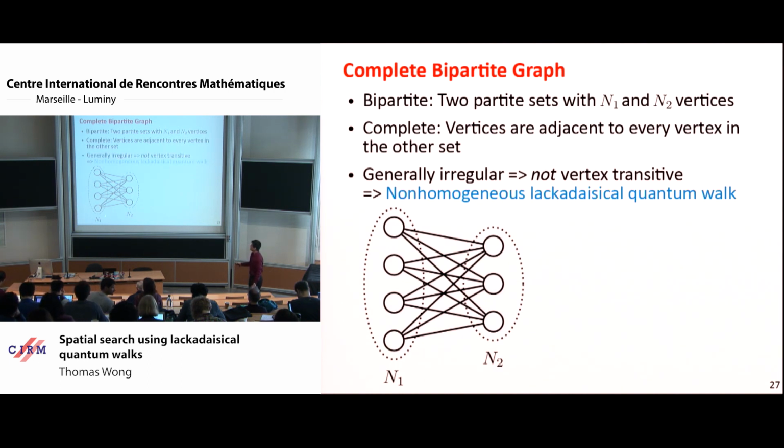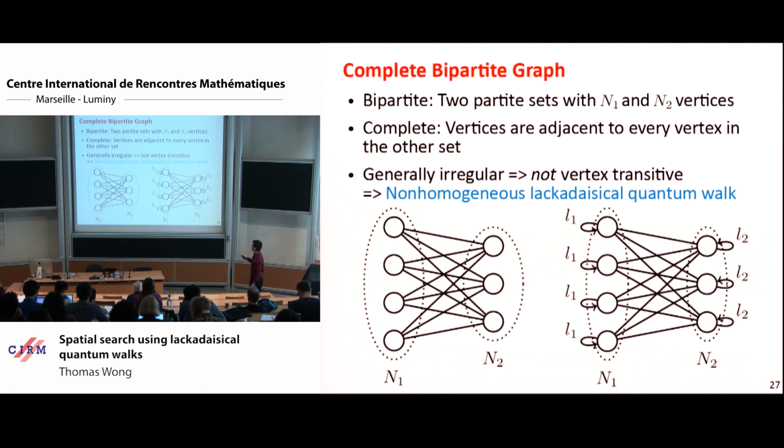In general, this is not regular. You can have a different number of vertices in one set versus the other set. Because of that, structurally, these vertices on the left have a different structure from the vertices on the right. So now it becomes natural to have one amount of laziness for these vertices and some other amount of laziness for these vertices. Let's call these self-loops weight L1 and these self-loops weight L2. So we have now a lackadaisical quantum walk with different amounts of laziness.